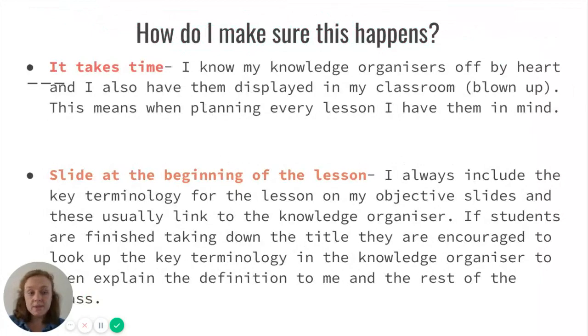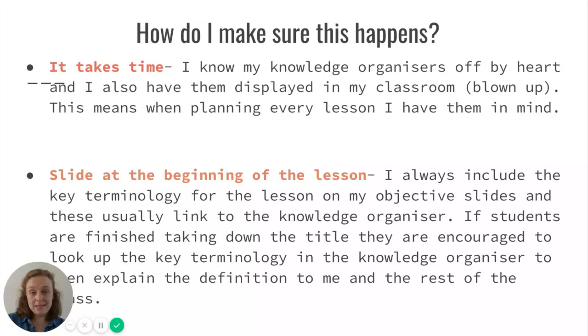So how do I make sure this happens? I've already mentioned it a few times. It's obviously reinforcement, but one of the things I will say is that it does take a little bit of time. I know my knowledge organisers off by heart. I use them in my planning for nearly every lesson.